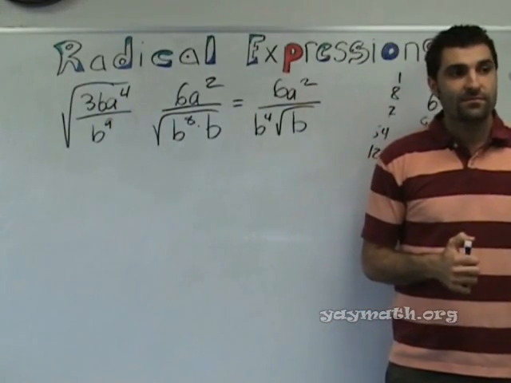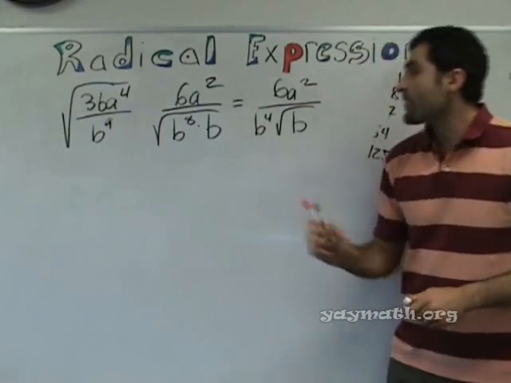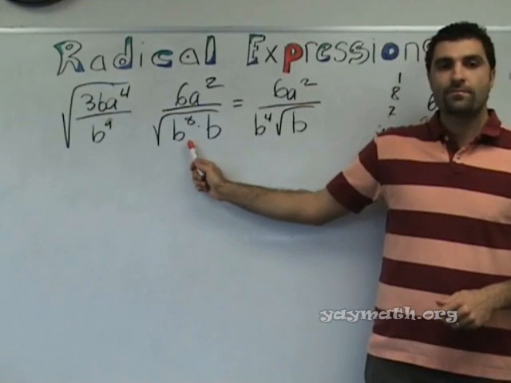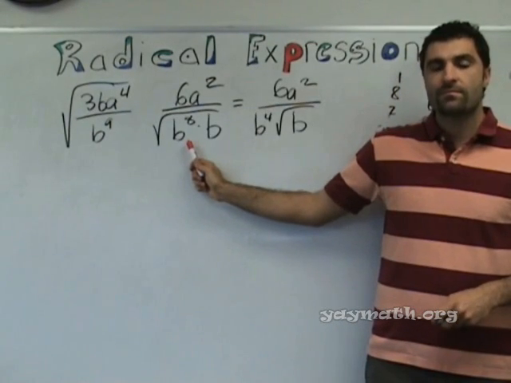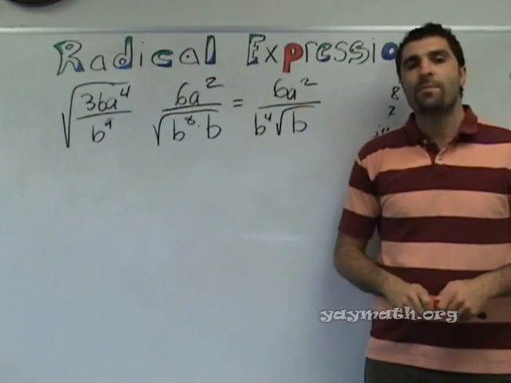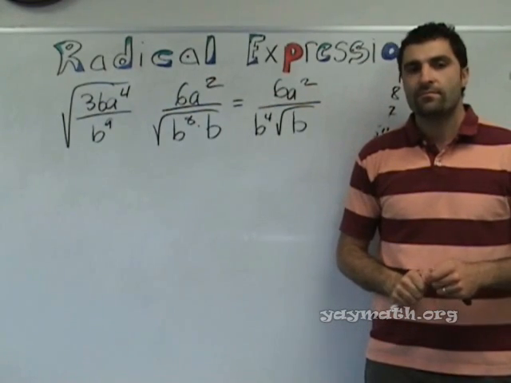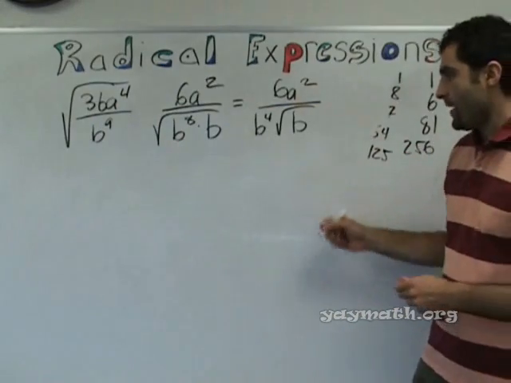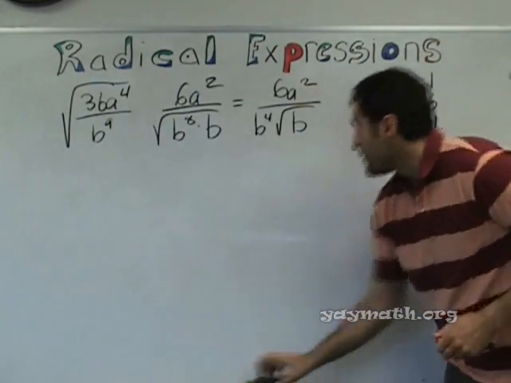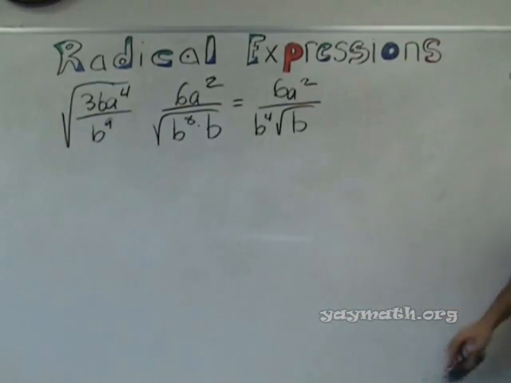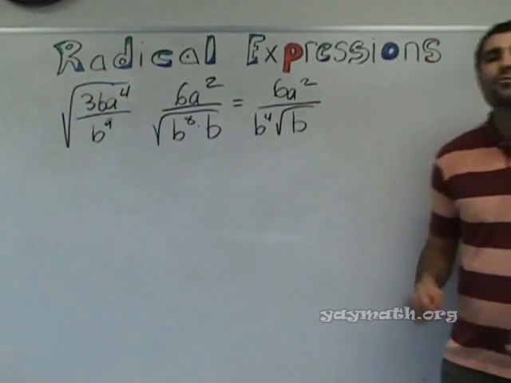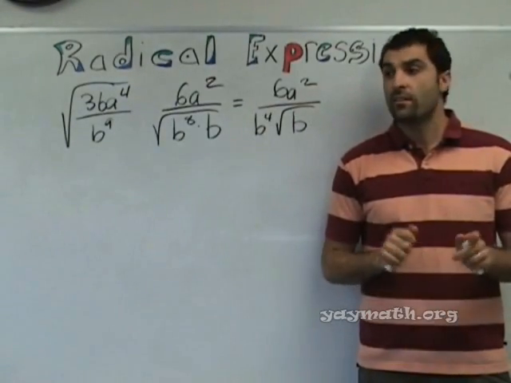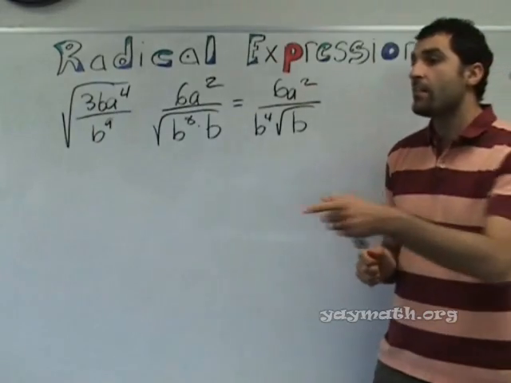Wait, how'd you get that? Square root of b to the 8th. What times itself is b to the 8th? You're thinking 8. Wait, so it'd be b to the 4th. Oh, b to the 4th times b to the 4th is b to the 8th. Right. So don't get numbers and exponents confused. That happens a lot.